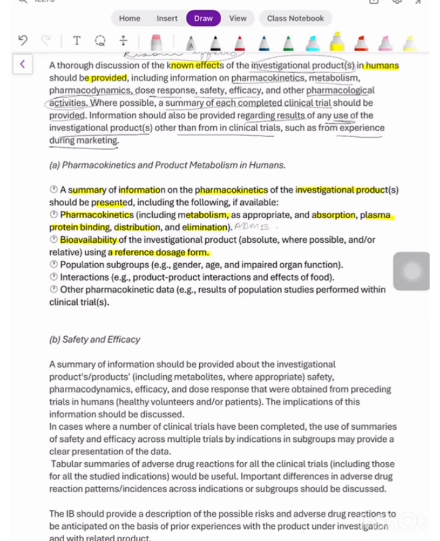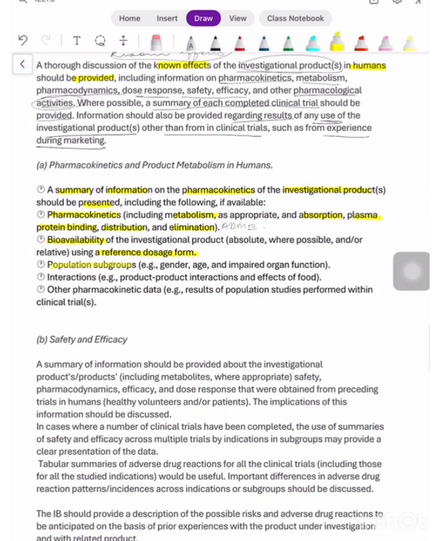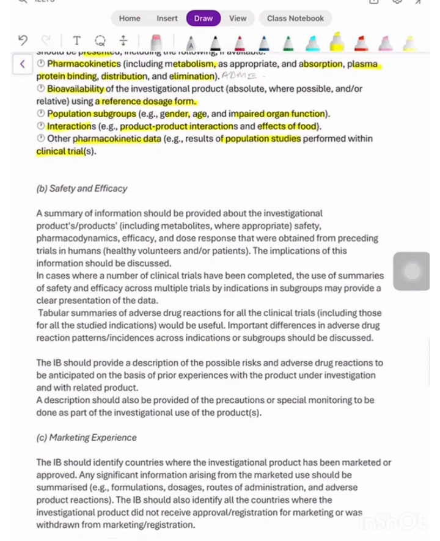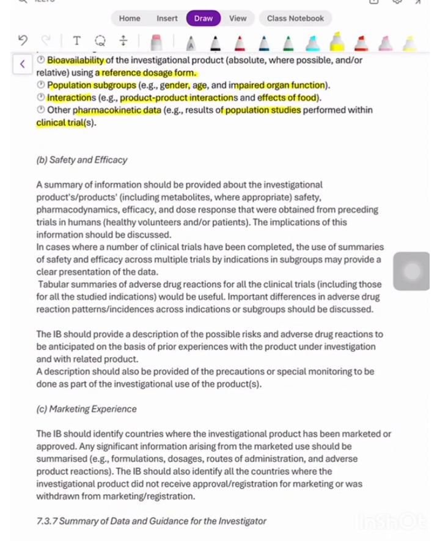Then population subgroups. What will come under population subgroups? What genders, age, or impaired organ function, the details of that. Interaction: the interaction of that drug with any other drug or with food, so product interaction or effects of food. Other pharmacokinetic data, that is, results of population studies performed within the clinical trial. It may be that in different ethnicities or different types of genetic structure, different ADME may be observed.